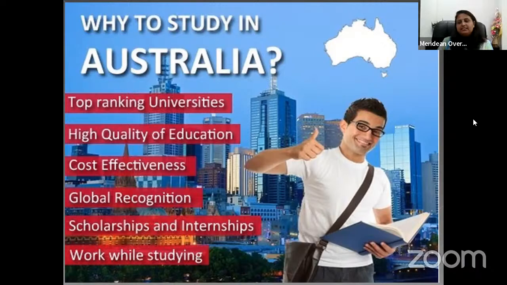Scholarships and internships. Yes, this is the most important point. Australian universities are very well known for scholarships. Work while you study: Australia gives international students opportunities to work part-time. Students can work 48 hours per fortnight part-time during their classes, and they can work full-time during their vacations.